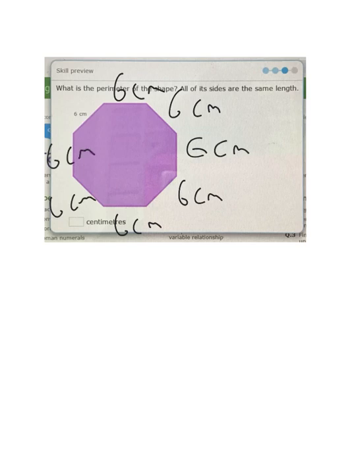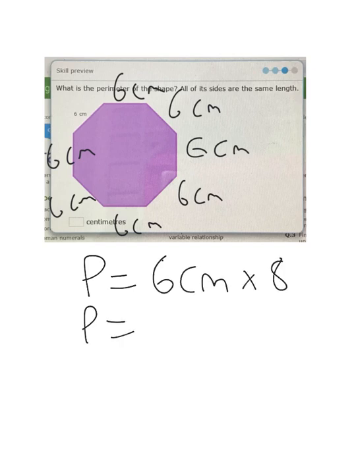So depending on if you prefer skip counting or multiplication, 6 plus 6 is 12, plus 6 is 18, plus 6 is 24, plus 6 is 30, plus 6, 36, 42, 48, or you could obviously go 6 times 8 is 48. So perimeter equals, I could say 6 plus 6 plus 6 plus 6, etc., but I'm just going to say in this term 6 centimeters times 8. Perimeter equals 48 centimeters.